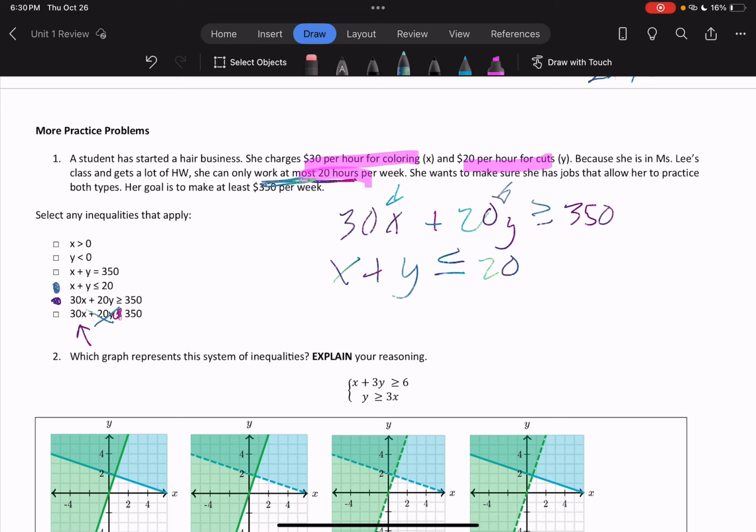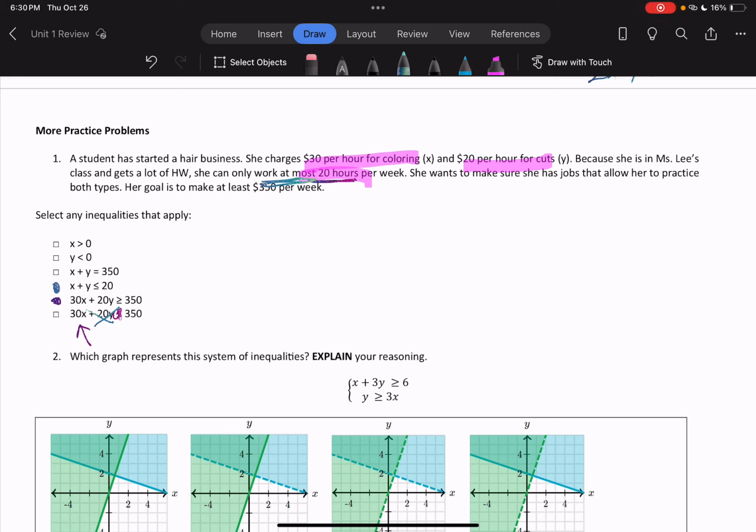So now we need to explore the other options up here. So x is greater than 0. Well, it does say she wants to make sure she has jobs that allow her to practice both types, which means she can't practice 0 of any type. She has to practice at least one of each type. And so that would mean that x has to be greater than 0. Y represents cuts, so y can't be less than 0. We can't have -1 haircuts. That would be weird. So this is not a possibility.